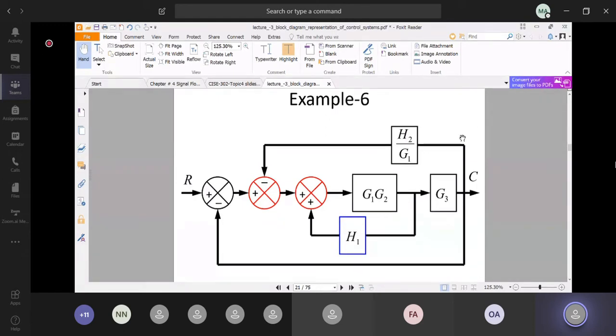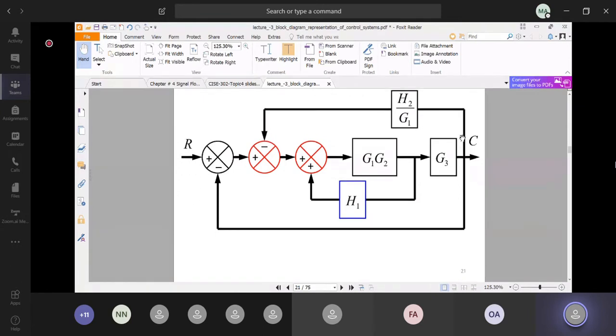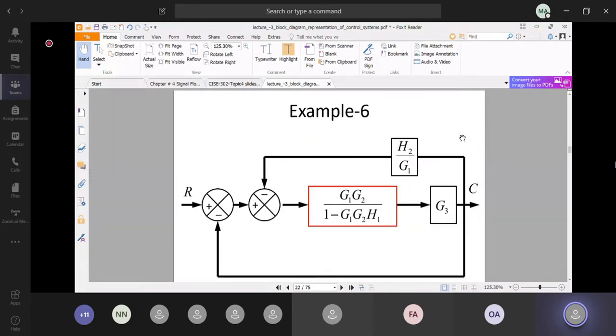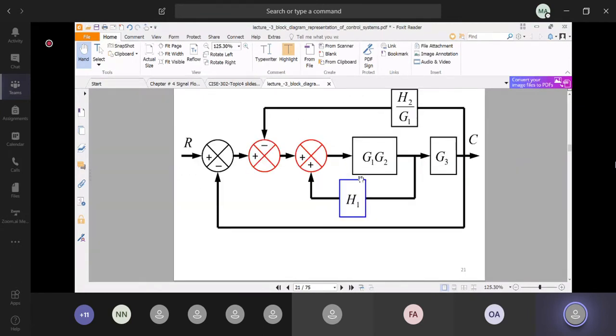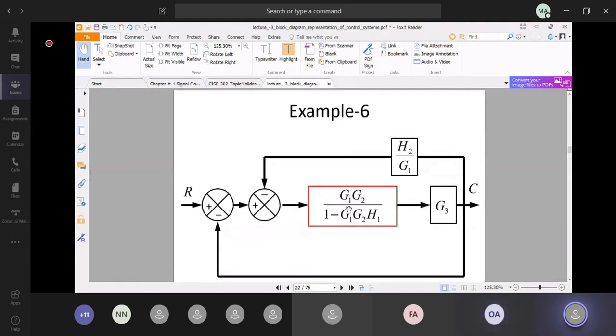So now, after we do this reduction to this loop, we get this gain. So it will be G1 G2 over 1 minus G1 G2 H1. Now this also represents a loop with a negative feedback. You can look here, we have a negative feedback.